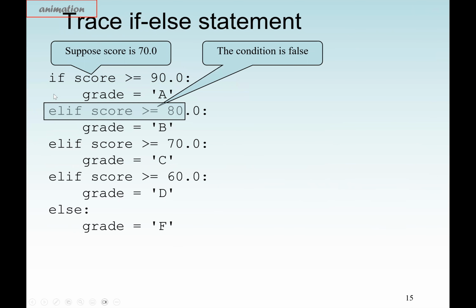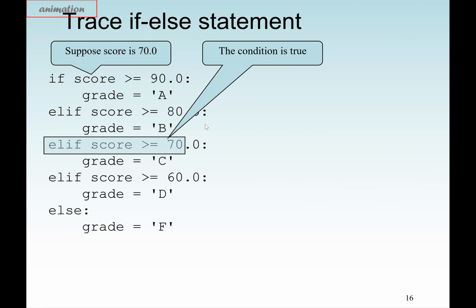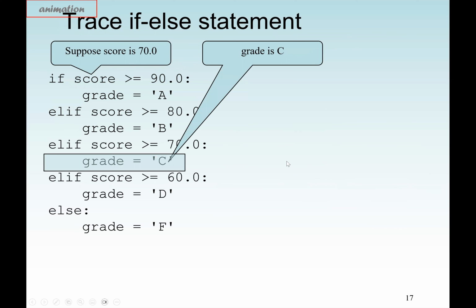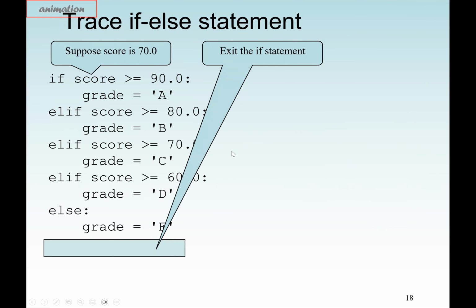So let's see the steps here. Condition is false, then we go to 70. If it's true, which means suppose score is 70 is true, then we stop. We don't need to check the rest anymore. So we assign grade is C, and that's it. Then we come out of the condition area, or we say we exit from the if-else statement.